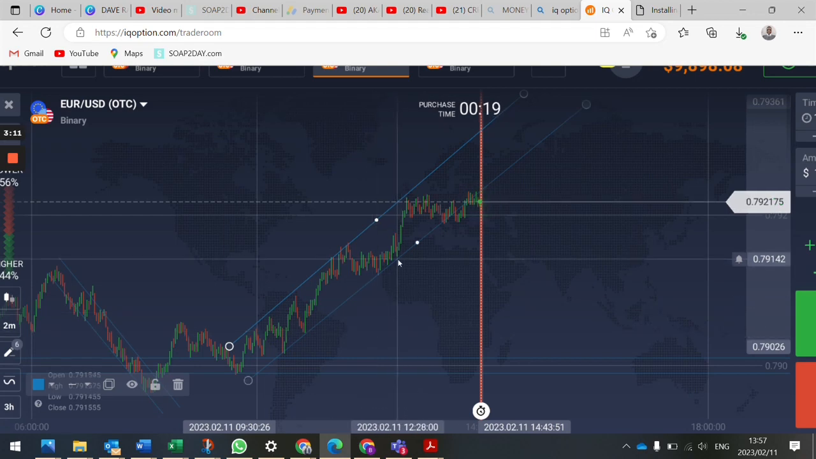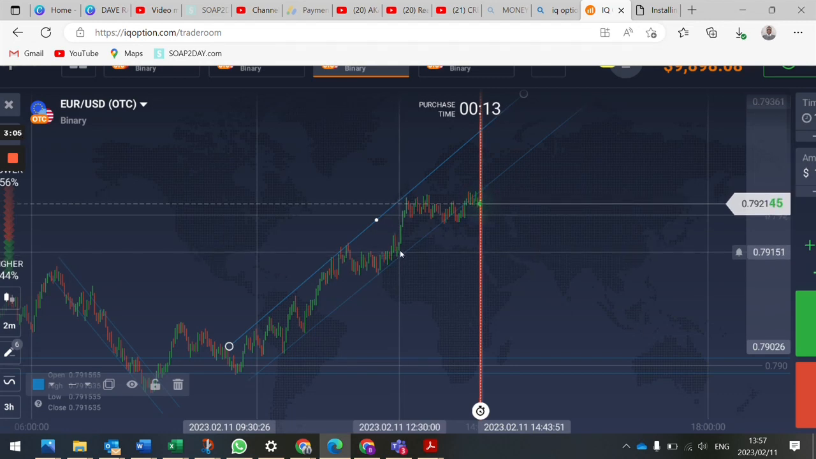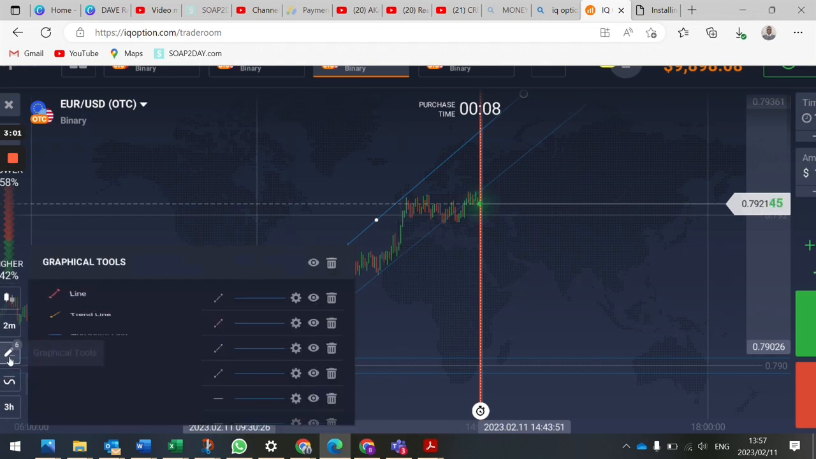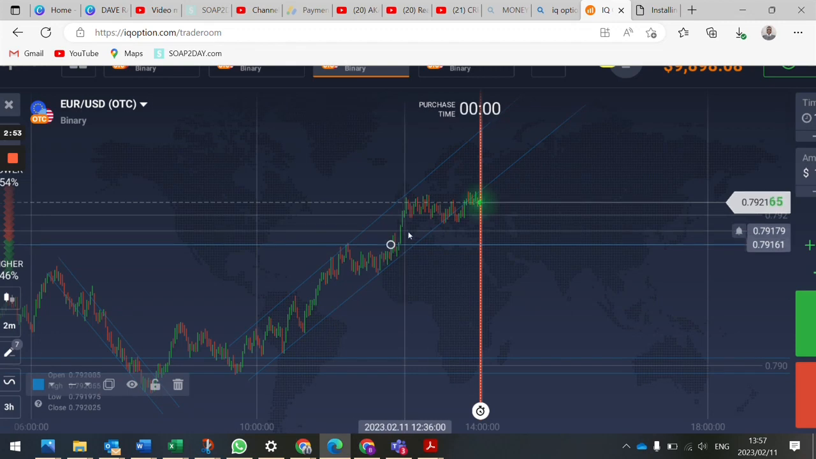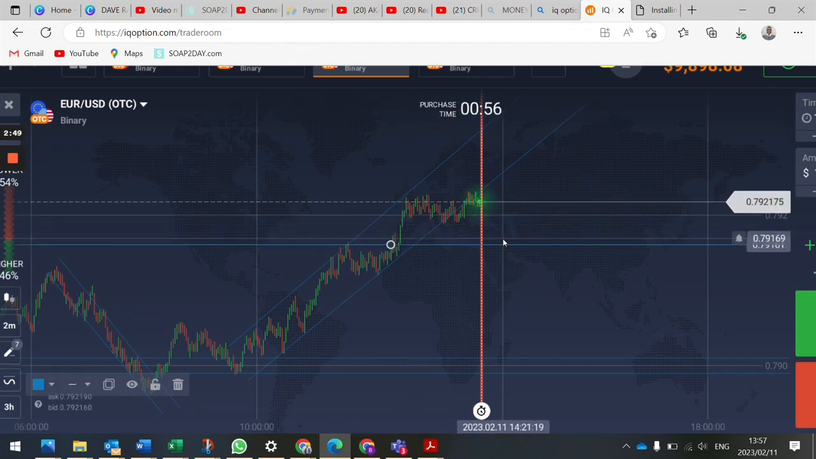So let's say if you waited 2 candles here and then it starts going the different direction, you would, on this one, I don't know if you can see that, let me try to make a line there so you can see what I'm talking about. So it touches the line 1, 2, 3. From there, on this green candle, you would place your trade and set it for 2 minutes.